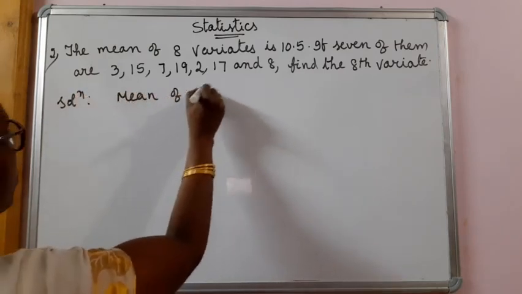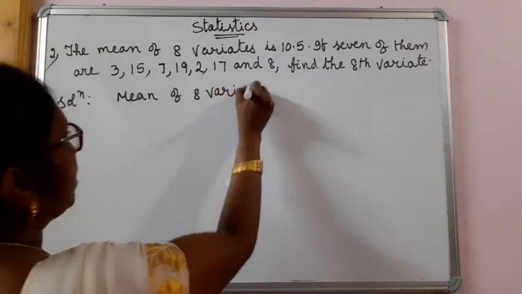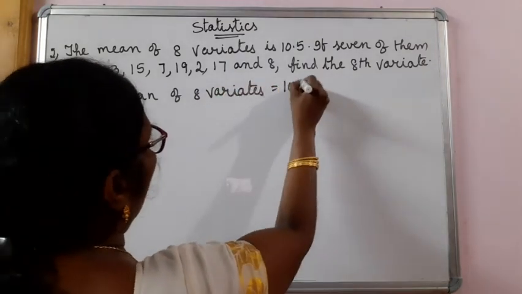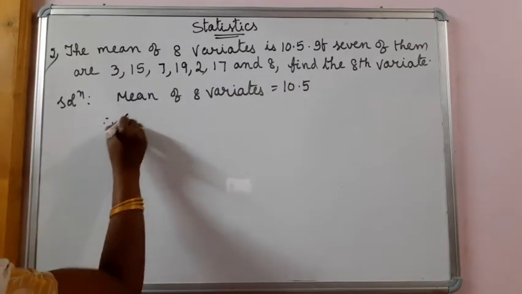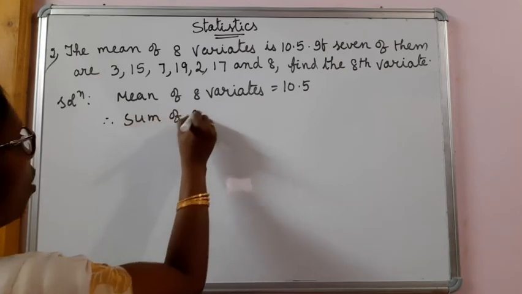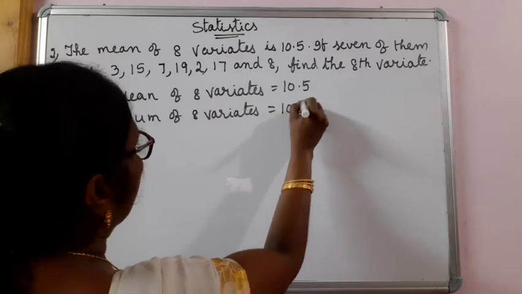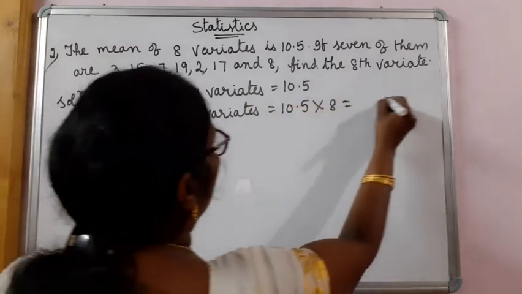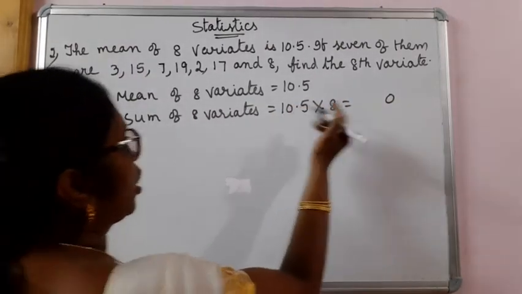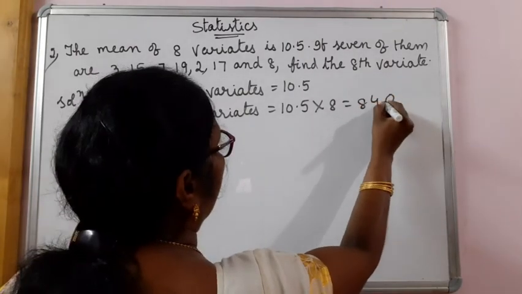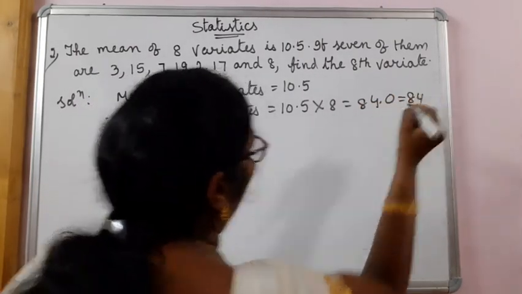The mean of 8 variates is equal to 10.5. Therefore, the sum of 8 variates is equal to 10.5 into 8. 8 5s are 40, 0. 8 zeros are 0 plus 4. 8 1s are 8. That is 84.